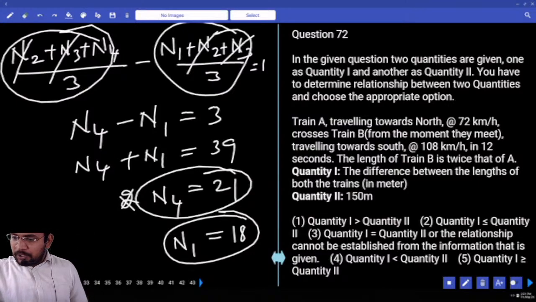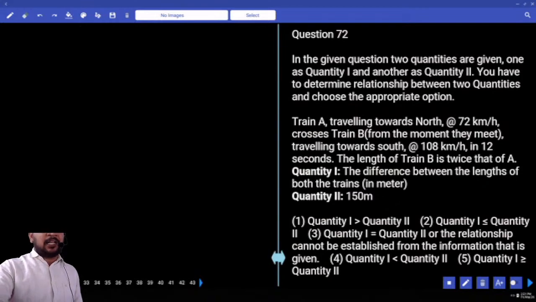Train A traveling towards north at the rate of 72 km/h crosses train B, traveling towards south at the rate of 108 km/h, in 12 seconds from the moment they meet. The length of train B is twice that of A. Okay, so one is from north, one is from south. Therefore, they are in opposite directions.